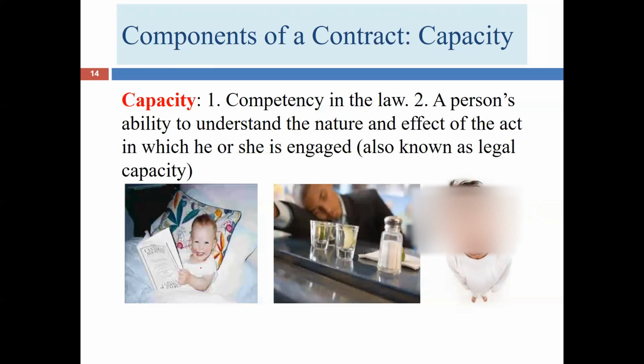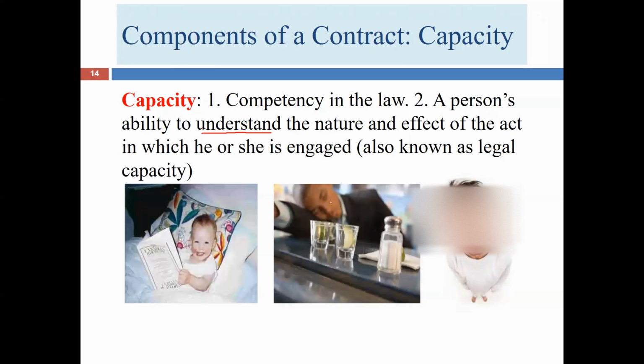We can see here we have three examples of people who lack legal capacity. We have a little baby smiling and flipping through some boring document. This kid can't read, obviously, and even if he could read, this is going to have words that he or she doesn't know at all. It would be nonsense to him or her. He or she doesn't understand what this document is. If this were a contract, he or she would not understand it.